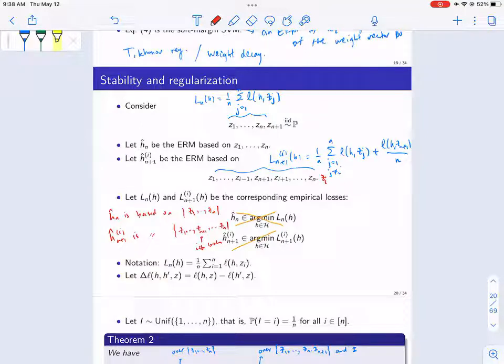So if h hat n is any classifier based on this data, and h hat n plus 1, superscript i, is a classifier based on this, we expect that if you're regularizing, one data point might not affect the performance as much. So that's somehow what we want to relate the two things. The perturbation here is not significant if you regularize enough.